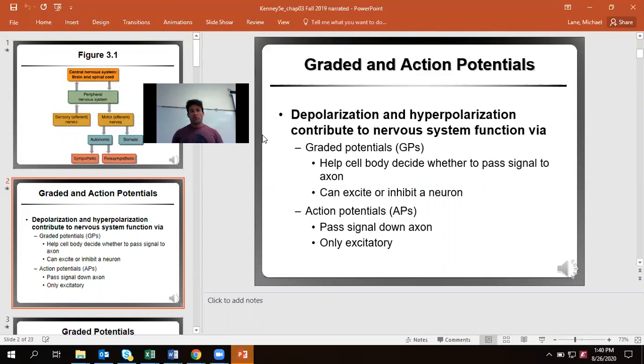Now, graded potentials can be both hyperpolarizing, so it makes it harder for the cell to depolarize, and depolarizing, so it gets us closer to that threshold. Action potential is just straight up excitatory. We're going down, no turning back.